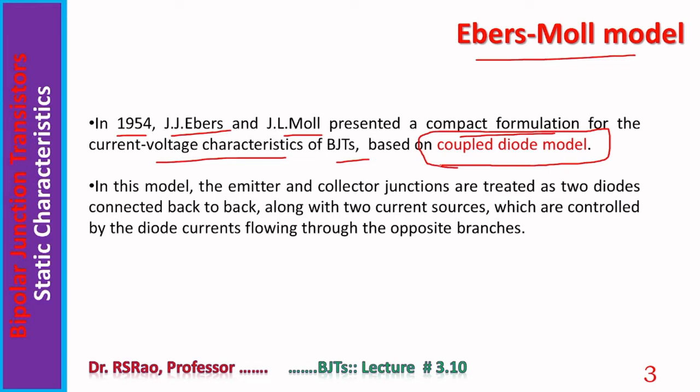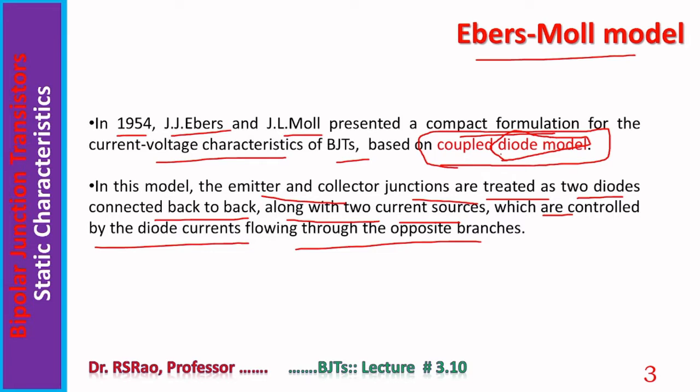DC model, AC model. We consider AC models later. Now we are into a DC model, a popular model. It is called the Ebers-Moll model. It describes the BJT's DC characteristics in a circuit form. In this model, the emitter and collector junctions are treated as two diodes connected back to back along with two current sources which are controlled by diode currents flowing through opposite branches. Coupled diode model.